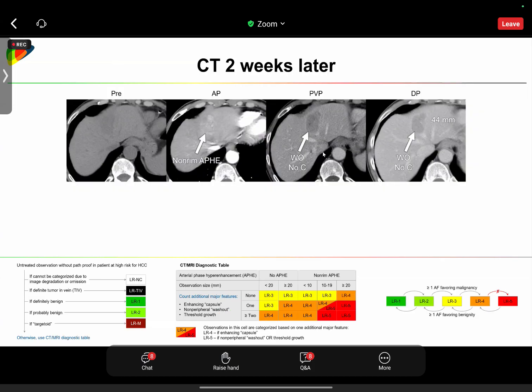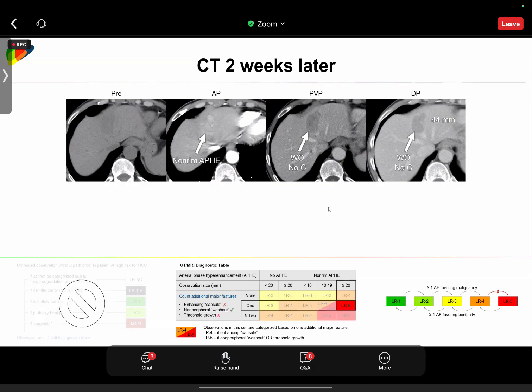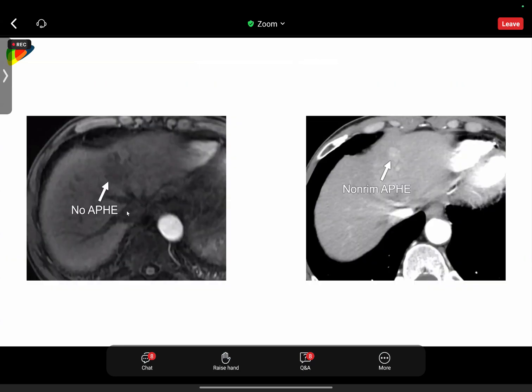Why can we call this LR5 definite HCC, but not the MR 2 weeks ago? What happened here? And you can see that the arterial phase was obtained at very different timing on MR as compared to CT, and we were able to detect our AFI here, but not here.